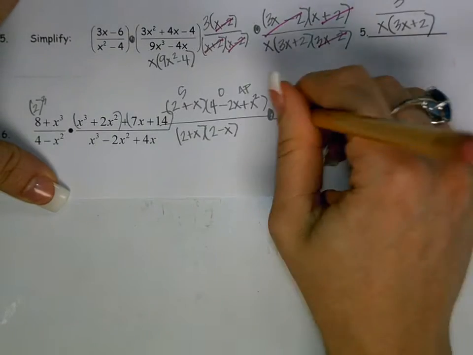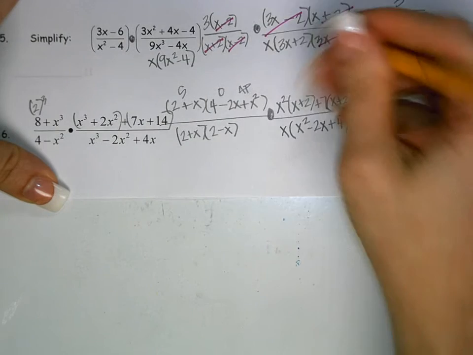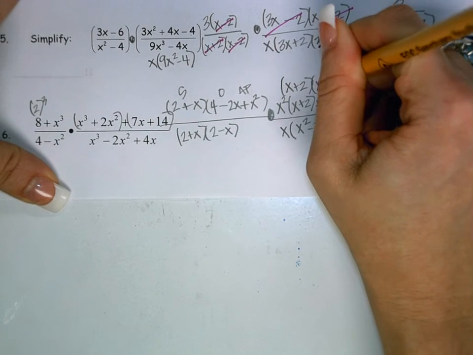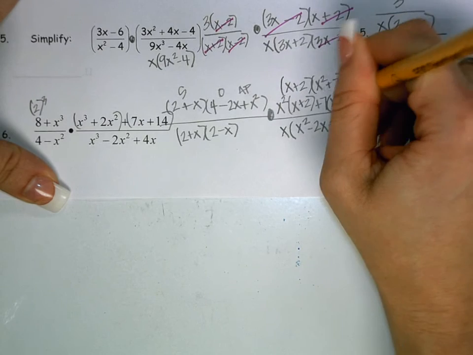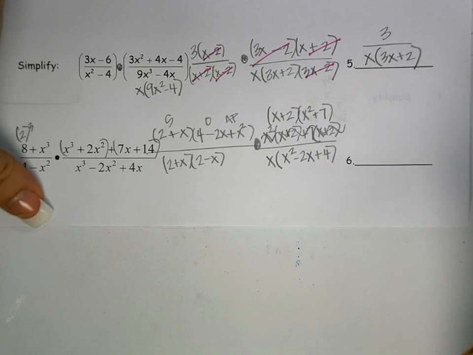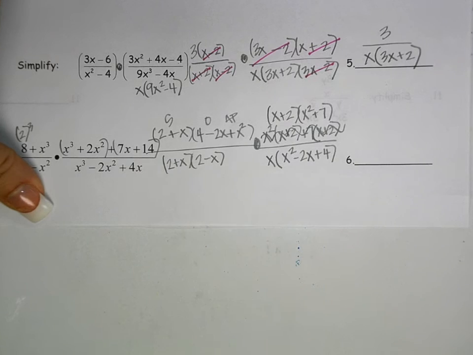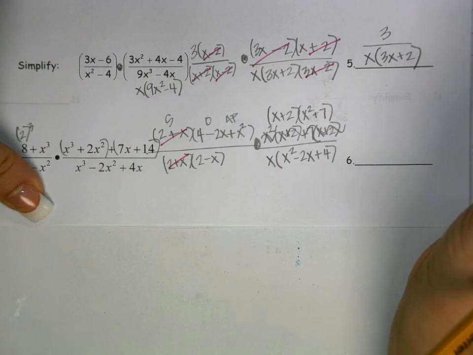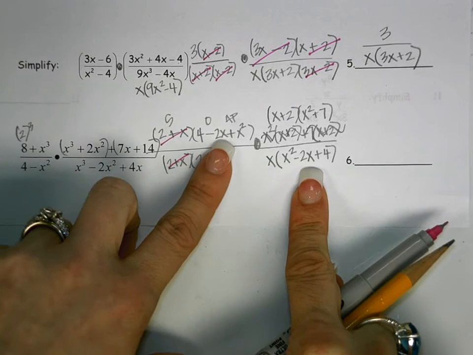Okay, this can be factored again. So this is grouping. So x plus 2 and an x squared plus 7. Okay, so I'm just going to rewrite that. Now, what can reduce away? 2 plus x and 2 plus x reduces. What else cancels? Are these the same, or are they different?